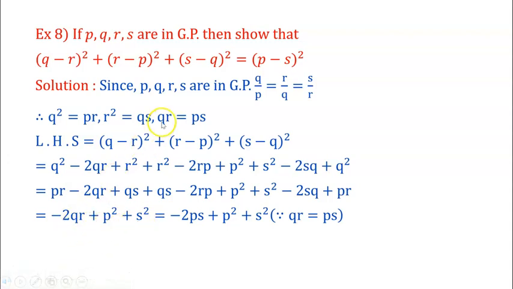But what is QR? QR is nothing but PS. Replace this QR by PS, then you will get here minus 2PS plus P square plus S square, and this is the perfect square of (P minus S) whole square, and that is nothing but RHS, and hence we have proved LHS is equal to RHS.